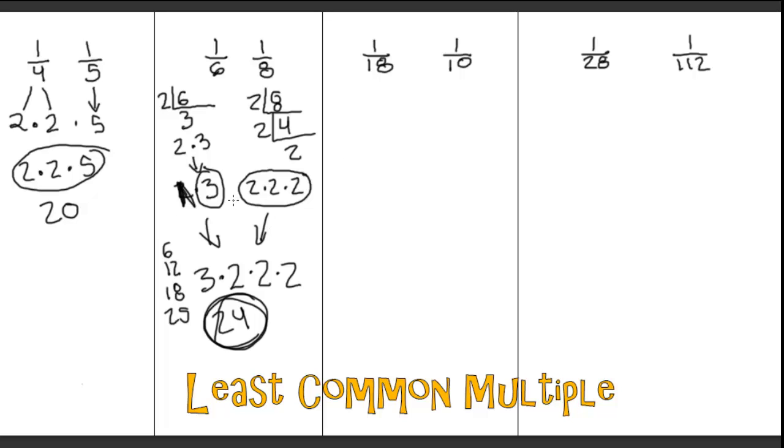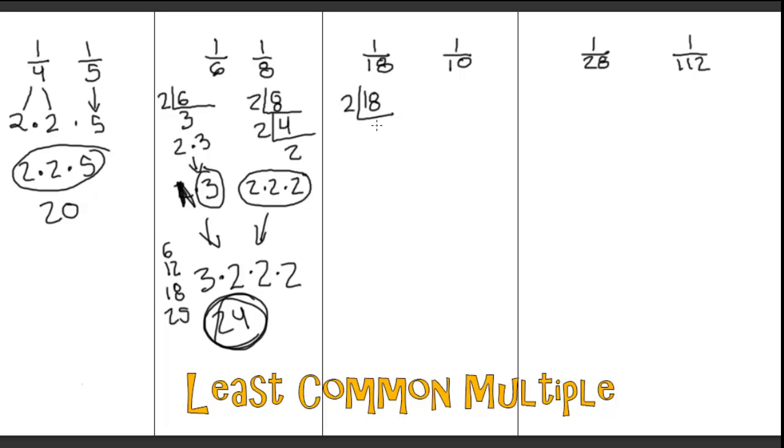I went through that really quickly. You're probably confused as to who gets what number, and where, and how you create your little equation to get your least common multiple. So let's do 1/18. I'm going to go ahead and put 18 here.